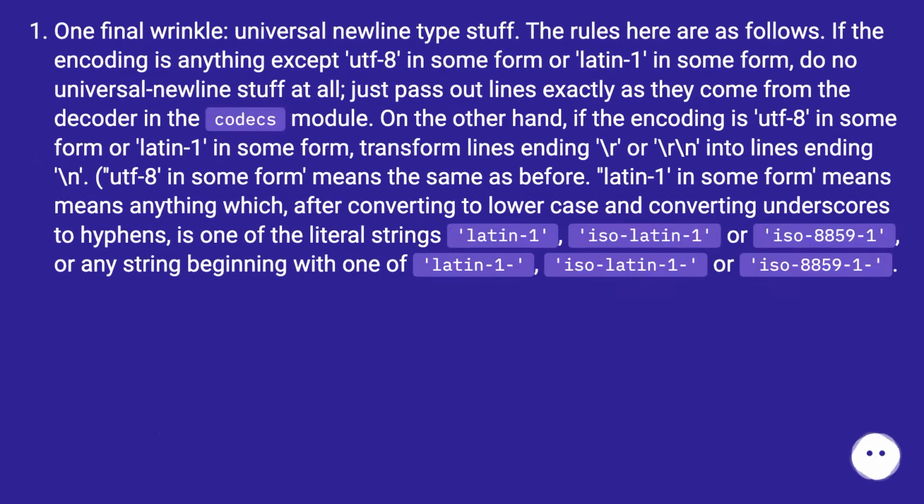One final wrinkle, universal newline stuff. The rules here are as follows. If the encoding is anything except UTF-8 in some form or Latin-1 in some form, do no universal newline stuff at all, just pass out lines exactly as they come from the decoder in the codecs module. On the other hand, if the encoding is UTF-8 in some form or Latin-1 in some form, transform lines ending \r or \r\n into lines ending \n.